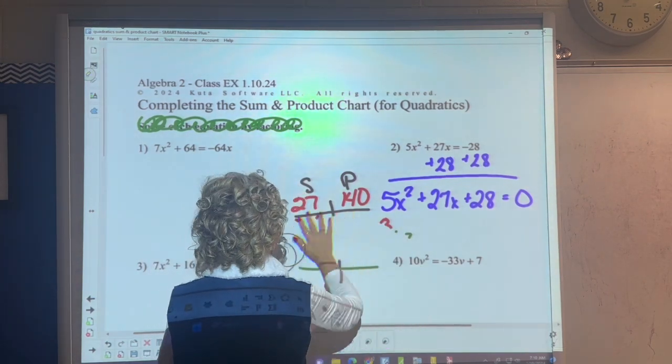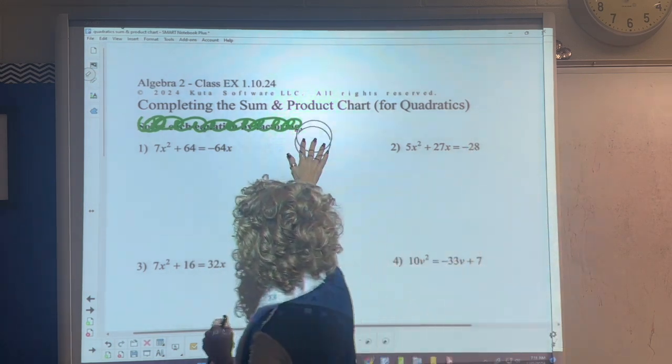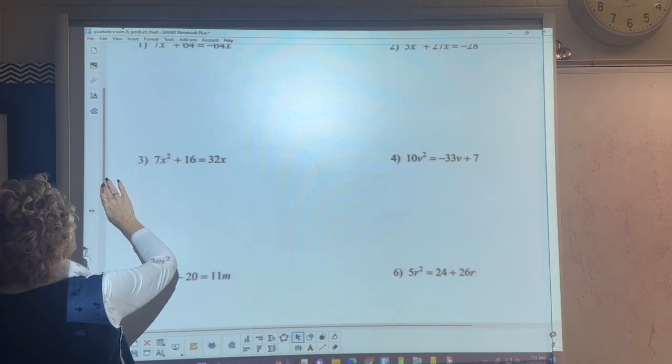Okay, I'm looking for a specific one. Let's see what I can find. Number 3 is going to work out well. Maybe. There we go. Number 3 is going to work out well.